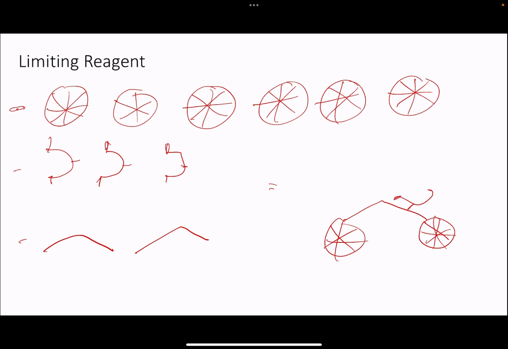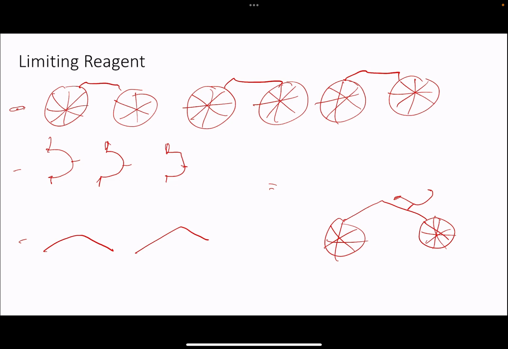But the point is, we want to make a bike, but we have a lot of parts. Our limiting reagent will only allow us to make a certain number of bikes. While we have an excess number of parts, and some of these are in excess, it doesn't matter because we can only make as many bikes as our limiting reagent allows. So in this case, let's start with the wheels. We have one set of wheels, we can make one bike. We can make two bikes. And we can make three bikes, right?